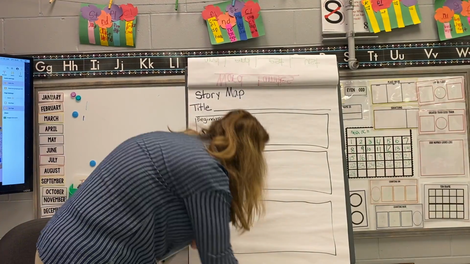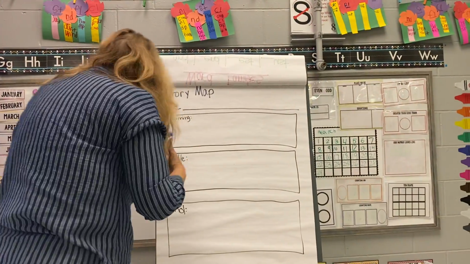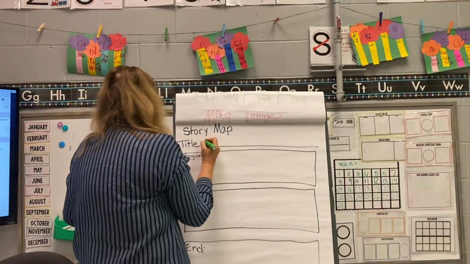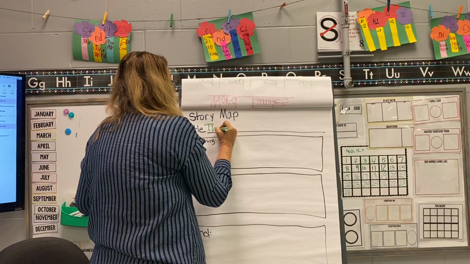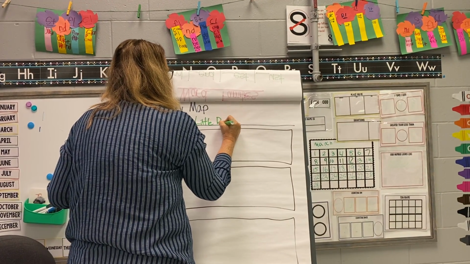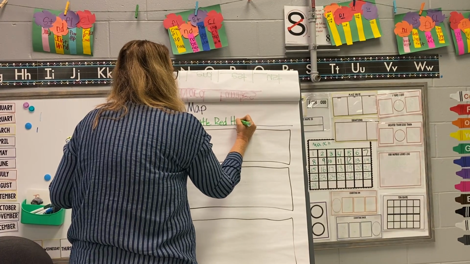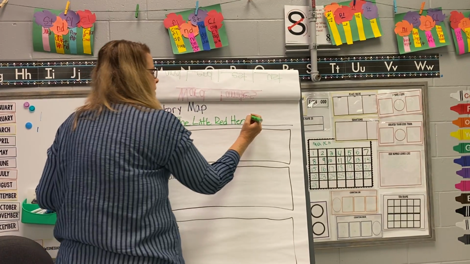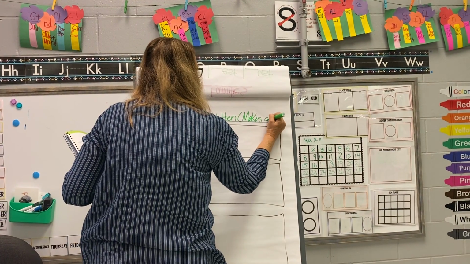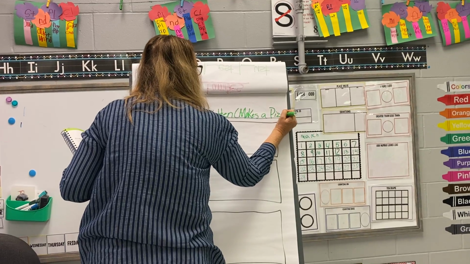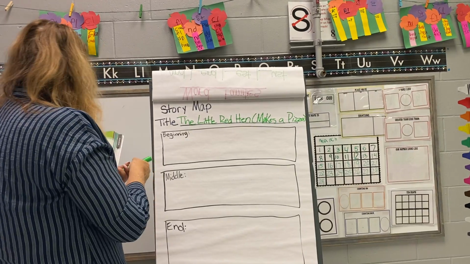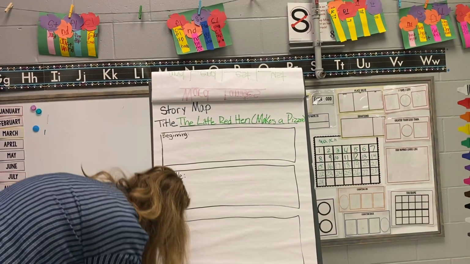All right, so first is the title. We're going to put the title up here, and the title of this story is, what is it? The Little Red Hen Makes a Pizza. That's right. So now we're going to talk about what happened at the beginning. Do you guys remember what happened at the beginning?